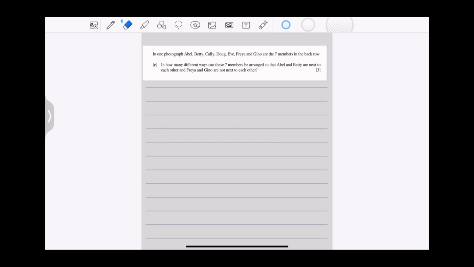So in one photograph, there are these people in the last row, and they're supposed to be arranged in a manner where Abel and Betty are supposed to be next to each other, and Fred and Gino are supposed to be not next to each other. So A and B together, and F and G not together. So let's see how we can work this out.